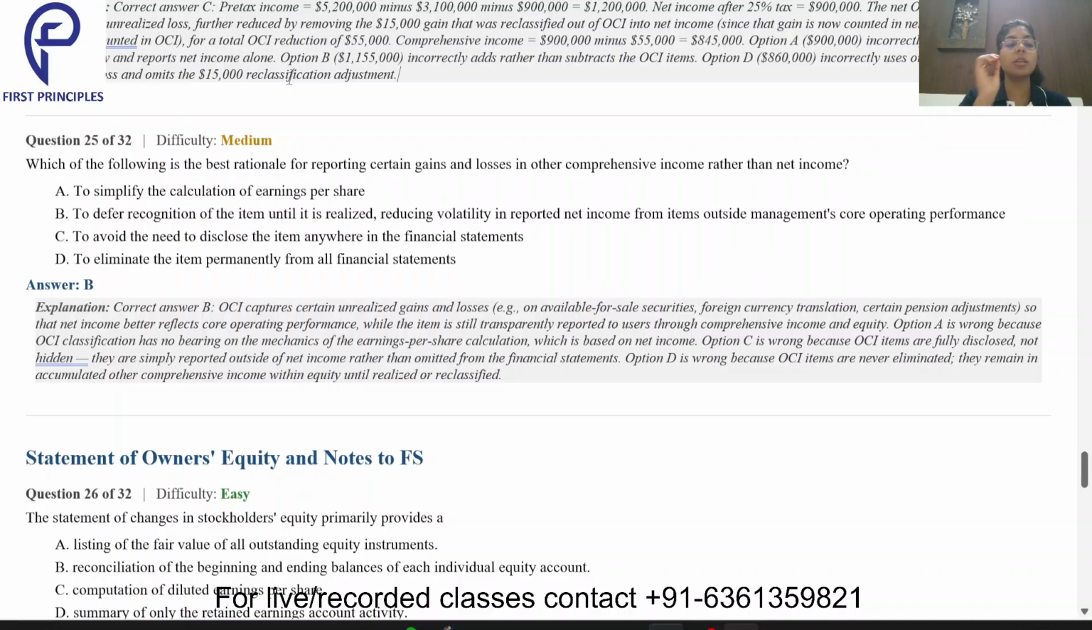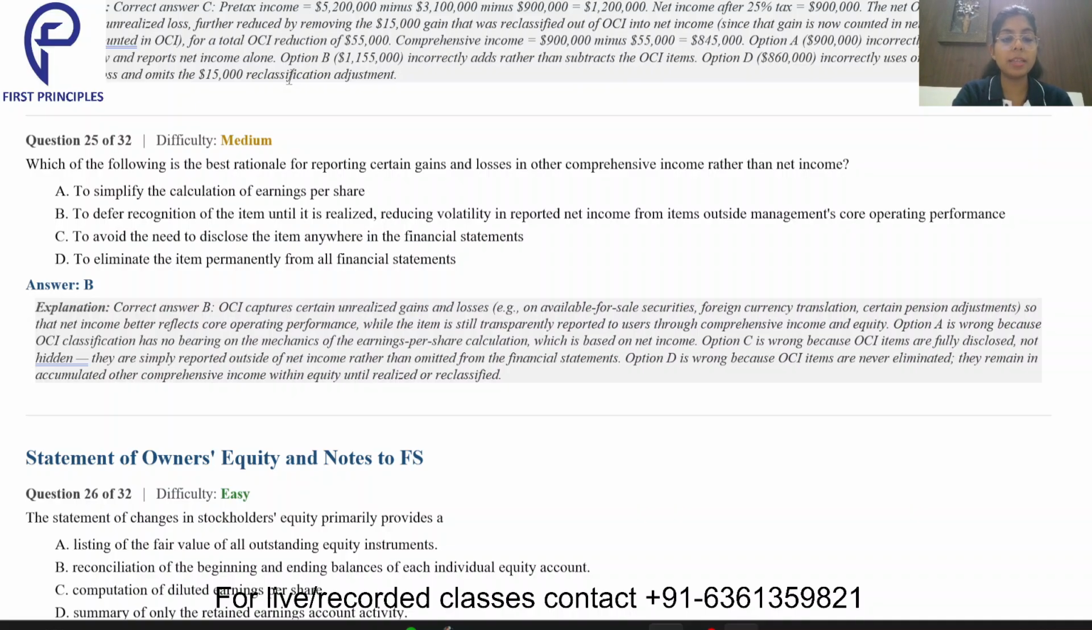Now, question number 25. Which of the following is the best rationale for reporting certain gains and losses in other comprehensive income rather than net income? That is, what is the reason why we report certain types of gains and losses in other comprehensive income rather than in net income? That means we are parking it in the other comprehensive income, and we are not immediately recognizing it in our net income.